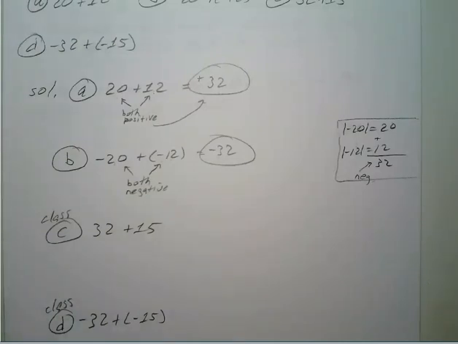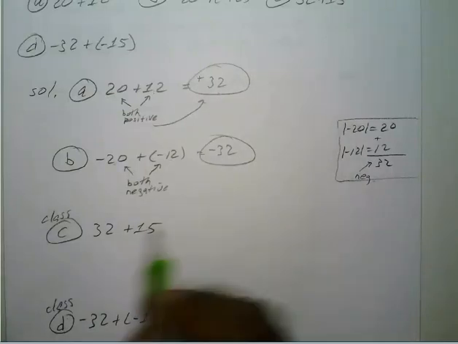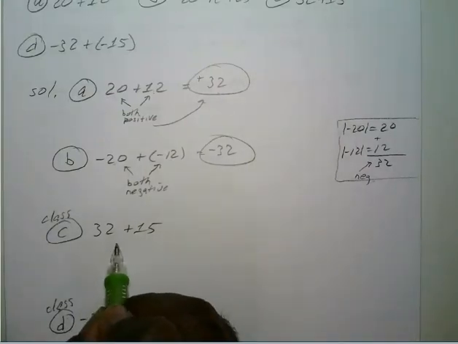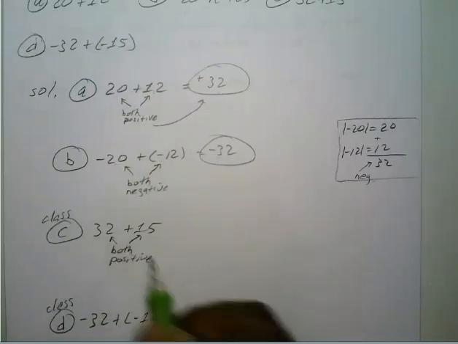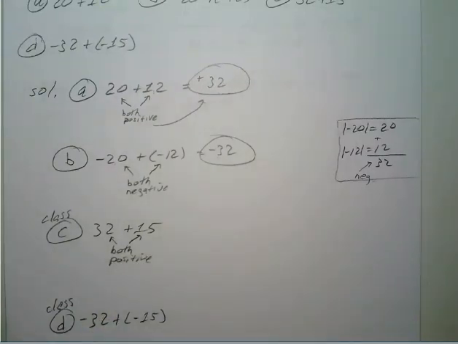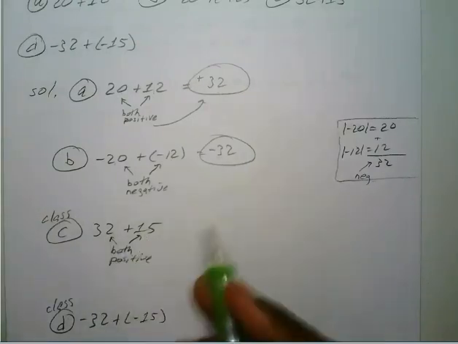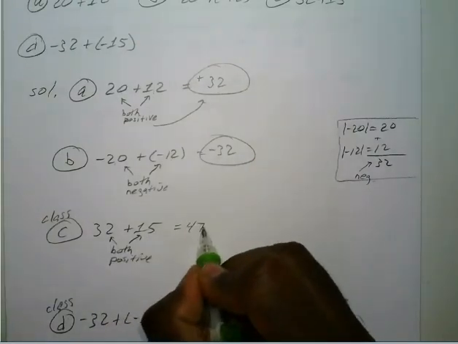Alright, so I'm assuming you've paused it and solved it. Let's go ahead and verify. So of course, these here are both positive. And 32 plus 15 is 47.